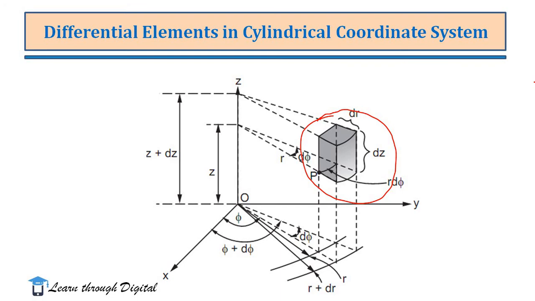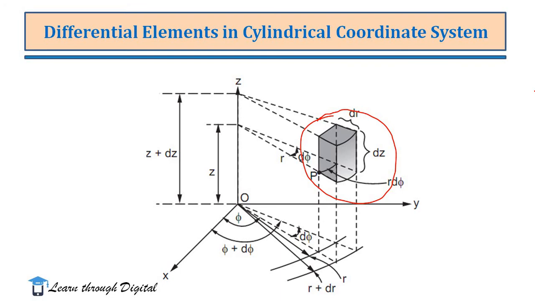Next we are going to talk about differential elements in the cylindrical coordinate system. Consider the point P is r, phi, z in a cylindrical coordinate system. Let each coordinate be increased by a differential amount. The differential increments in the r direction is dr, in the phi direction is d phi, and in the z direction is dz.